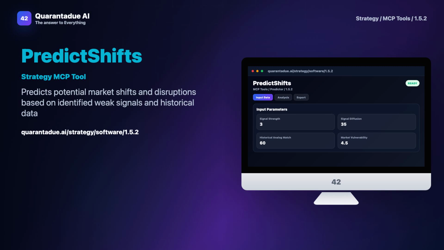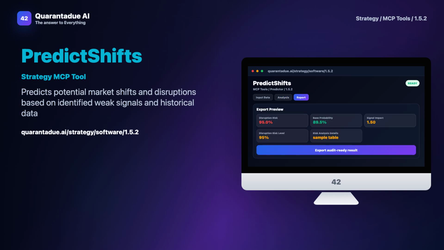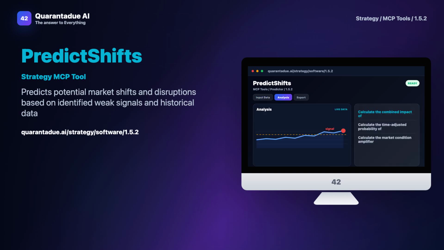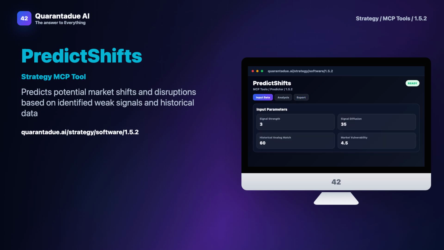Predict Shifts is strategy software for a specific operational decision. It predicts potential market shifts and disruptions based on identified weak signals and historical data. This video explains what the tool does, why the workflow matters, and how the output becomes useful decision evidence.